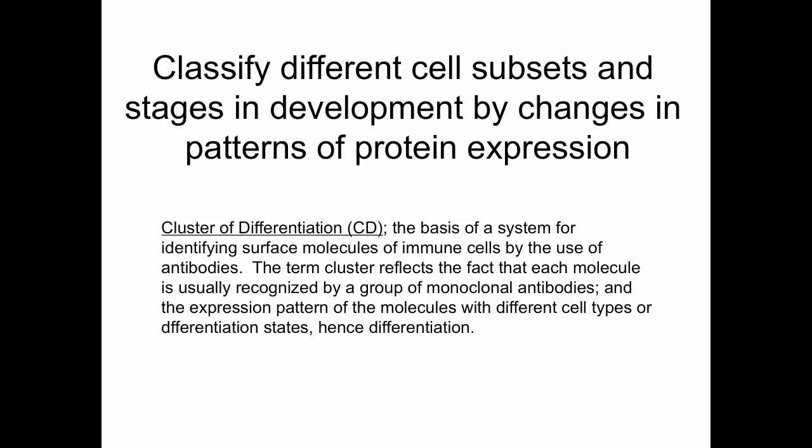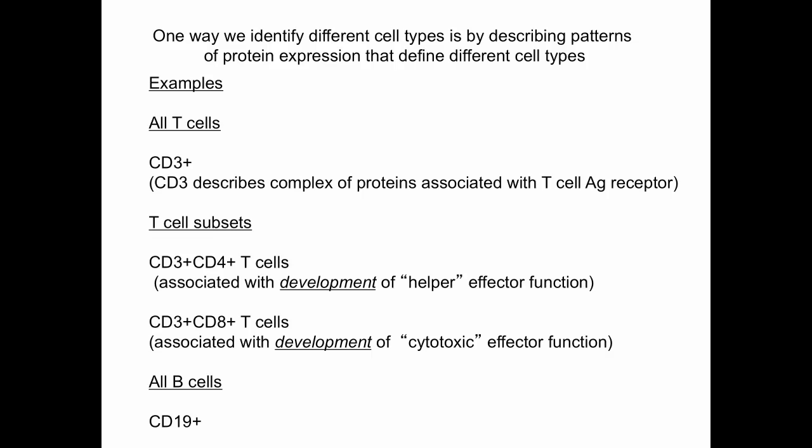The term cluster reflects the fact that each molecule is usually recognized by a group of previously defined monoclonal antibodies, and the expression pattern of these molecules with different cell types or differentiation states kind of assigns them to different cells or states of differentiation within a cell type. So that's why it's called cluster of differentiation.